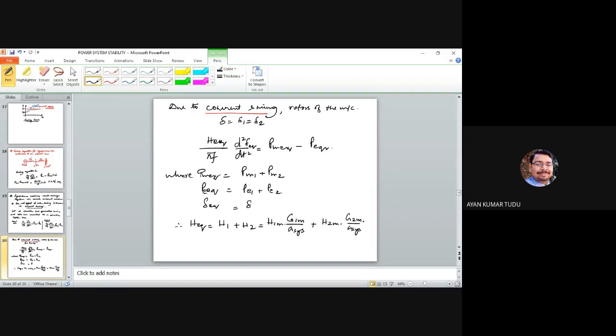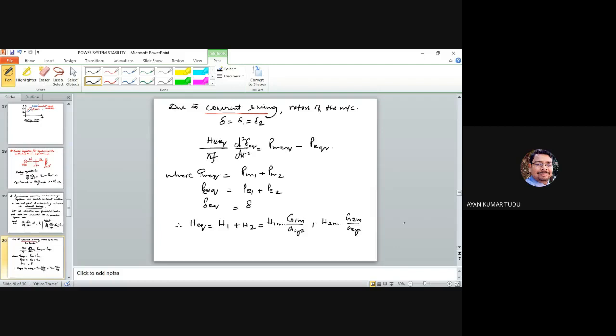system. So if there are n machines swinging coherently, then the equivalent inertia constant of the generators of the total system can be represented in this way. So these two machines can be replaced by one equivalent machine. That is what we mean when we say that they can be represented on a common base.